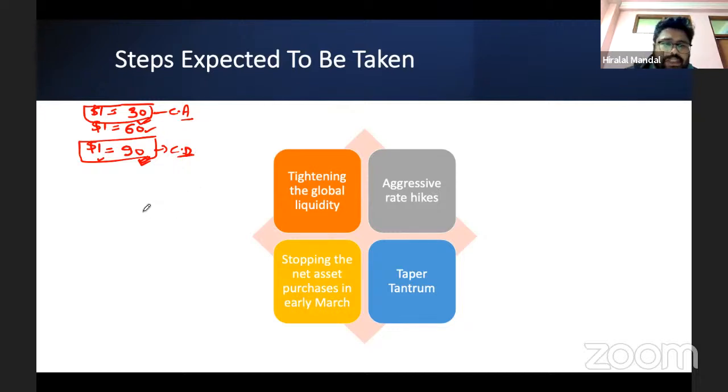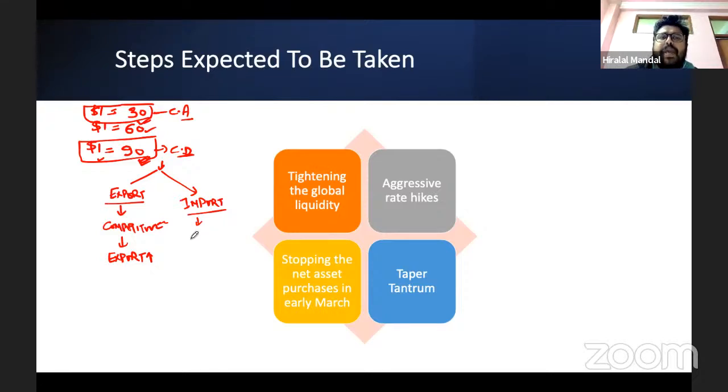All right. Now, once the currency depreciation happens, it has an impact on exports. Any economy will achieve export competitiveness, and due to export competitiveness, exports may increase. All right. Now, what is the impact on imports? Generally, imports will decrease because imports become costly. We will have to pay more money.